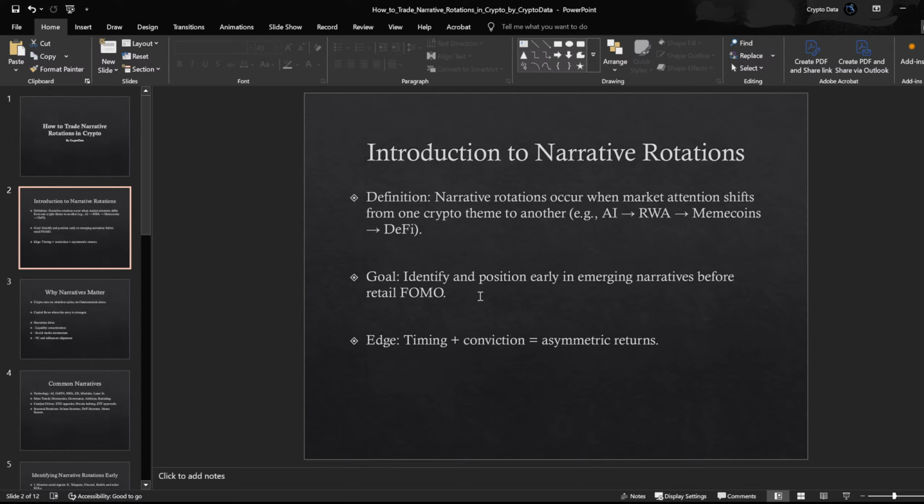So the goal is to identify and position early in these emerging narratives before retail FOMOs in, guys. You've got to look at where the puck is going, not where the puck is. It's a famous quote in hockey. So make sure you're trying to stay 10 steps ahead. Also, your timing plus your conviction is going to give you those asymmetric returns. So you have to put in the research and the time, and then you have to place your bets with conviction, okay?